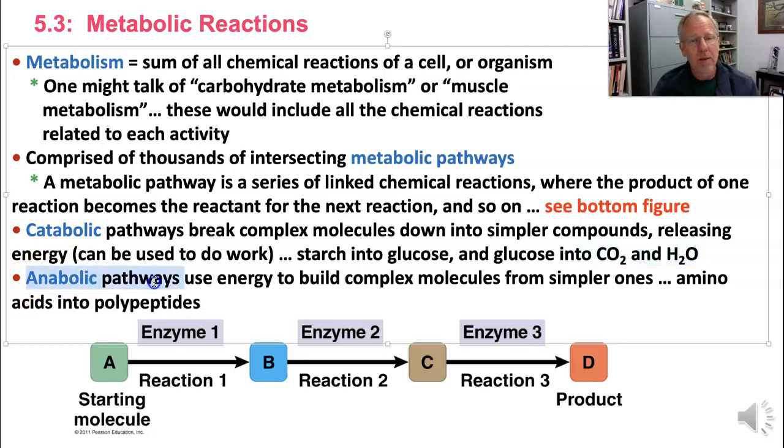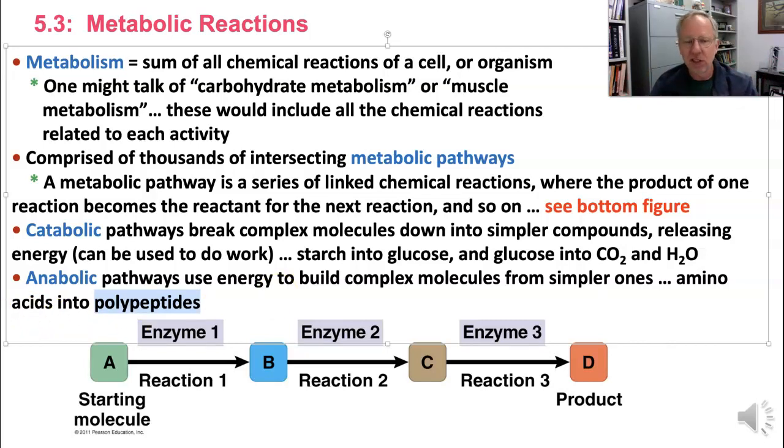Anabolic pathways build complex molecules from simpler ones, and they require energy to build them. So they're always endergonic, by the way. They require an input of energy. Anabolic reactions are endergonic, just borrowing that term from a couple slides back, and catabolic reactions are exergonic. They release energy. So an example of an anabolic reaction would be when amino acids are bonded together to make polypeptides, bigger molecules. That's anabolic, building something bigger. And many anabolic and catabolic reactions can be found in metabolic pathways.